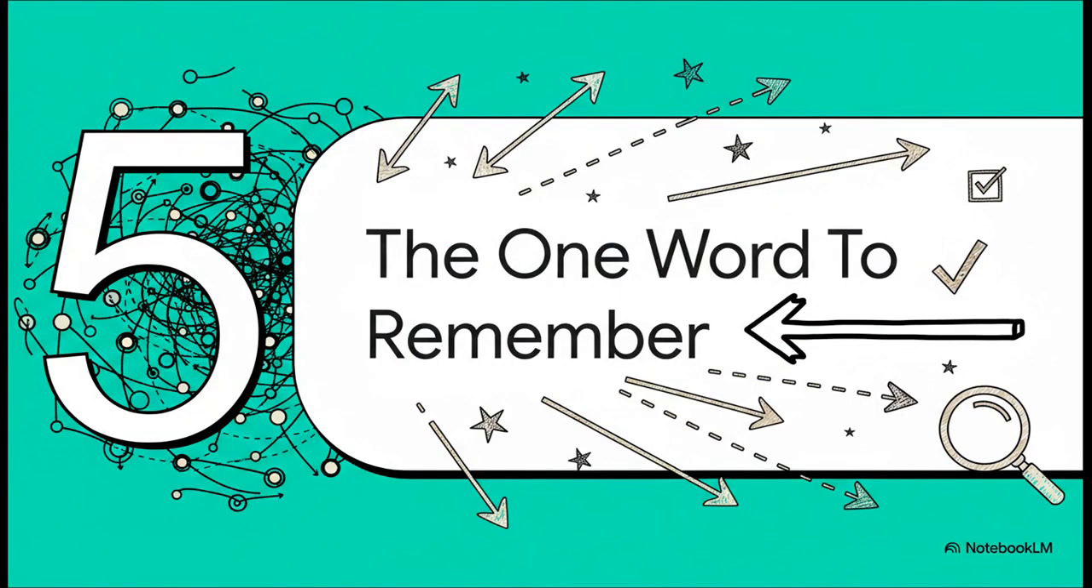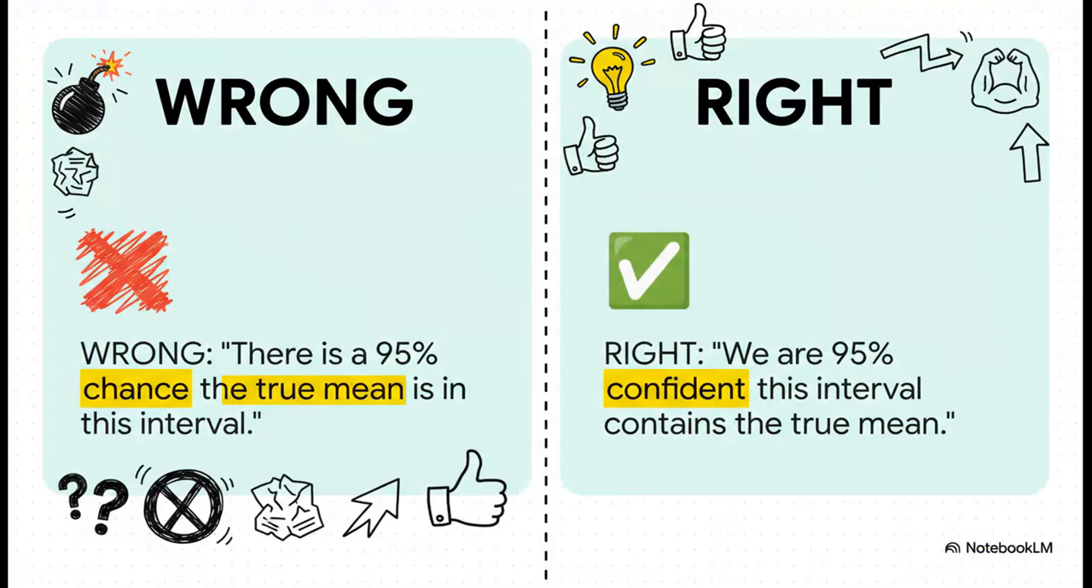Okay, I know this has been a lot of theory, but the good news is it all boils down to a super simple, practical tip that you can use every single time. Seriously, it's just about remembering one single word. This is it. This is the magic key. Never, ever use the word chance or probability when you're talking about a confidence interval you've already calculated. Instead, you use the word confident. Saying we are 95% confident is the statistically correct way to phrase it.